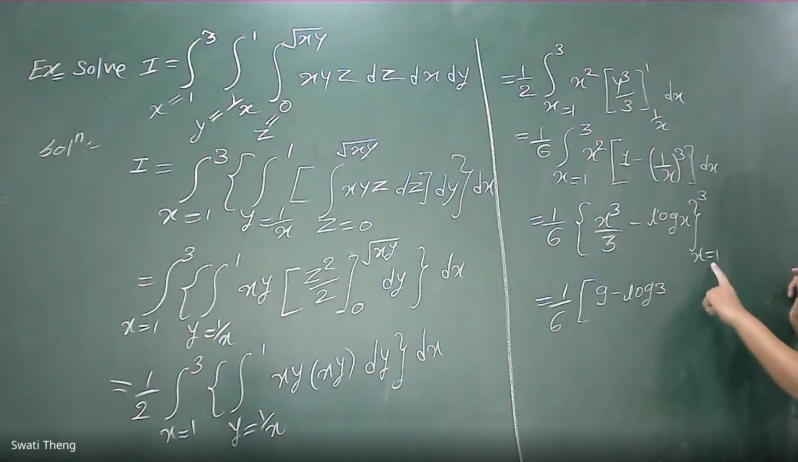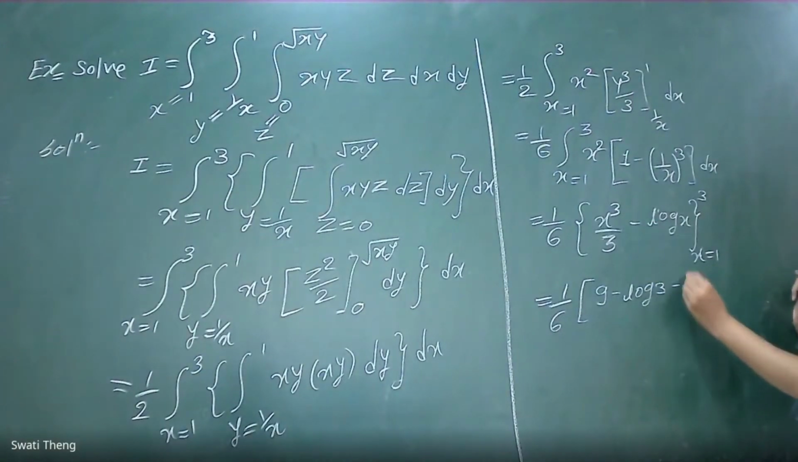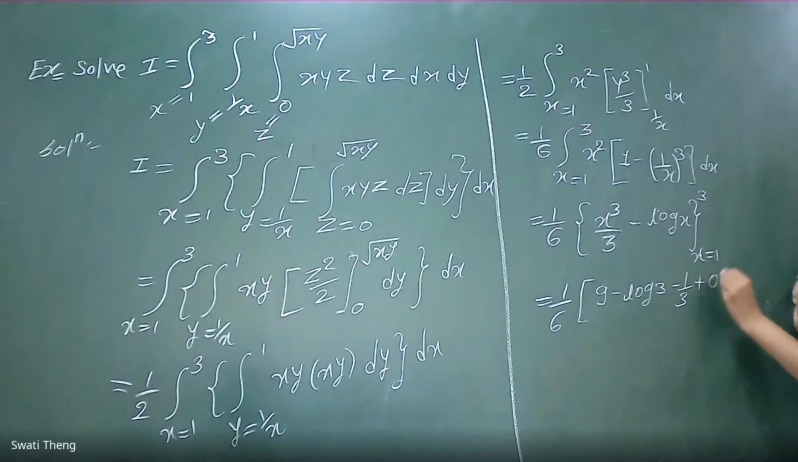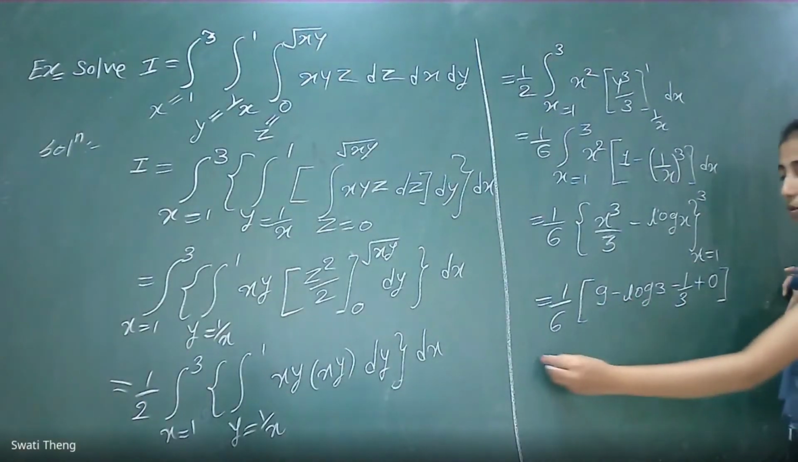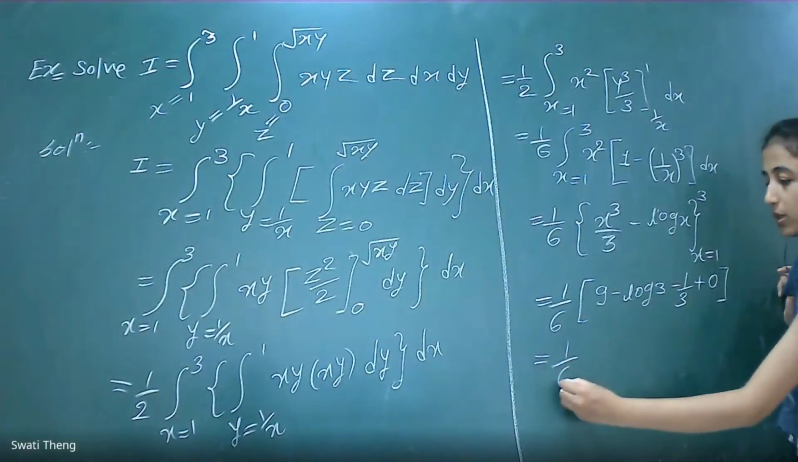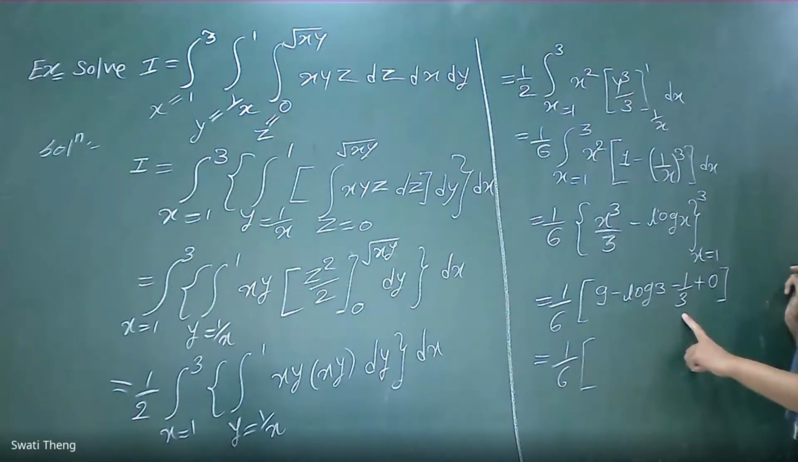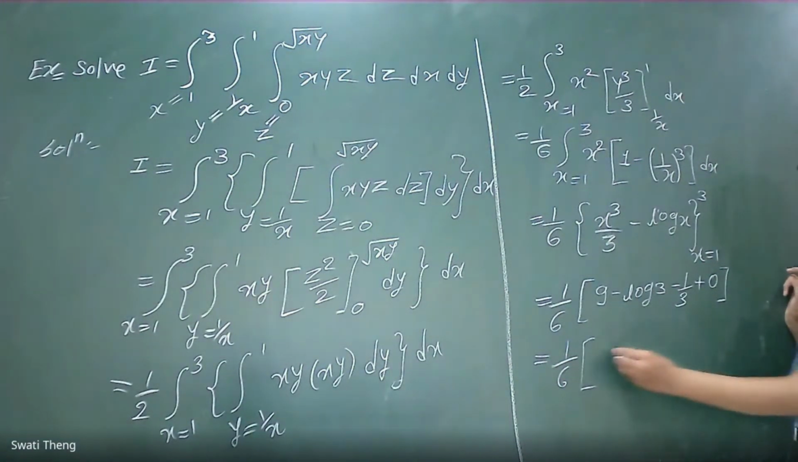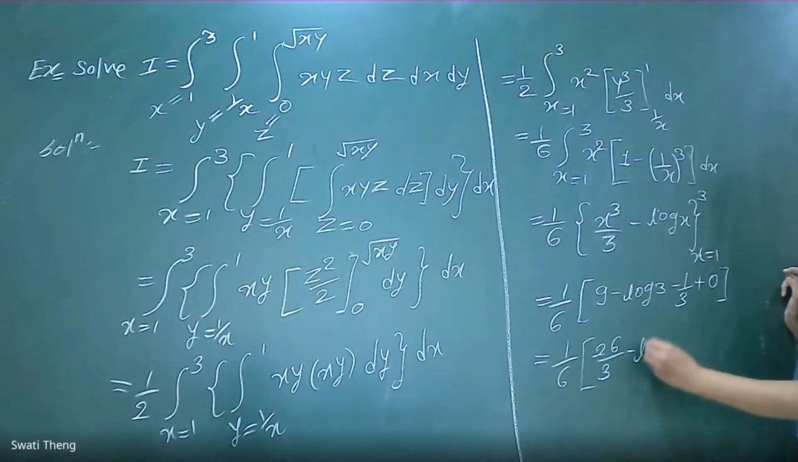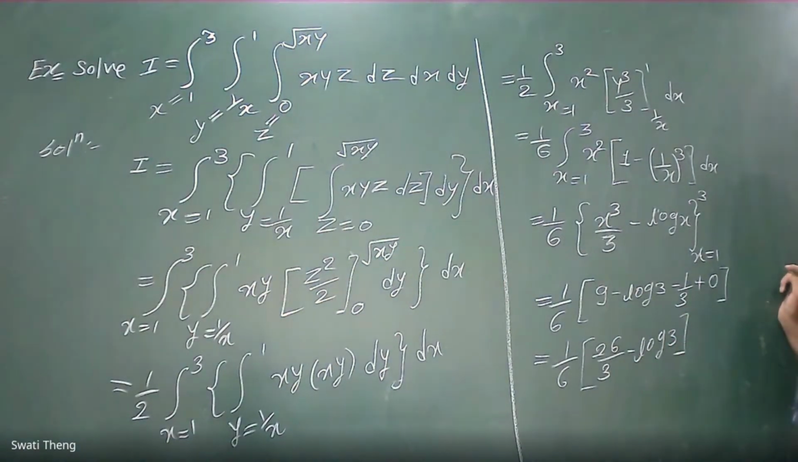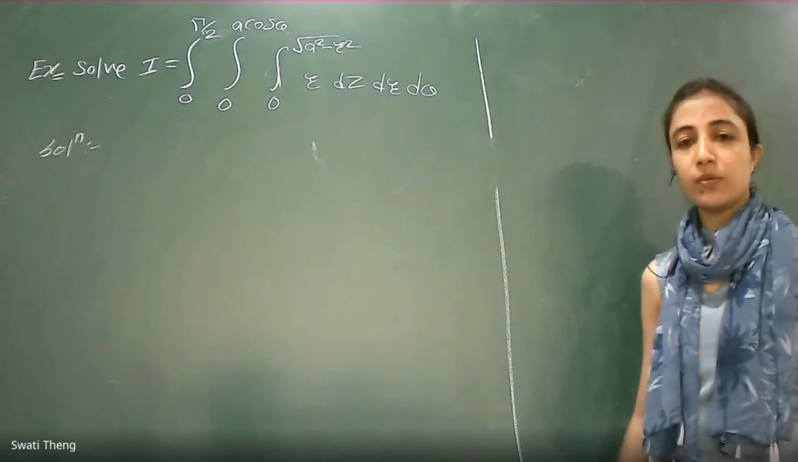Minus lower limit, if we put x equals to 1, then it is minus 1 by 3 plus log of 1 is 0. Simplify this constant term. So it is 1 upon 6, 9 minus 1 by 3, that is nothing but 26 by 3, minus log 3. This is our final answer. Now we see the next example.